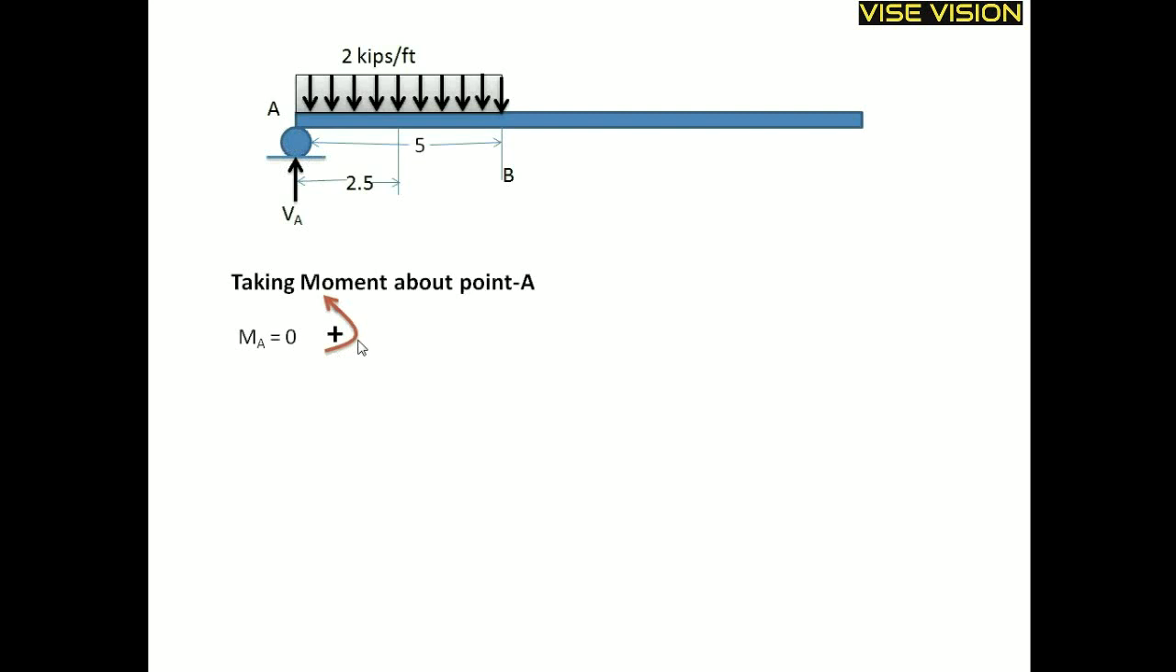Counterclockwise or anticlockwise moment is taken positive and clockwise moment negative. Moment is equal to force into moment arm. Let's proceed. 2 is the UDL value and 5 is the span upon which the UDL is acting. 2 into 5 is my downward UDL force, multiplied by the moment arm. The 2.5 is the moment arm, because this UDL acts at the midpoint of this 5 span. This UDL creates a clockwise moment about point A, so it is taken as negative.